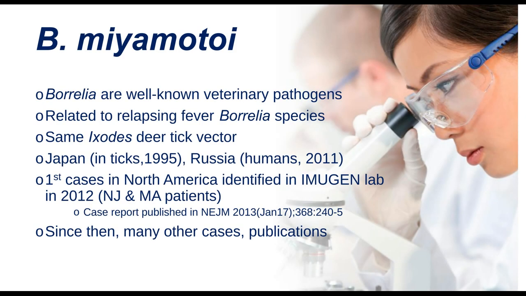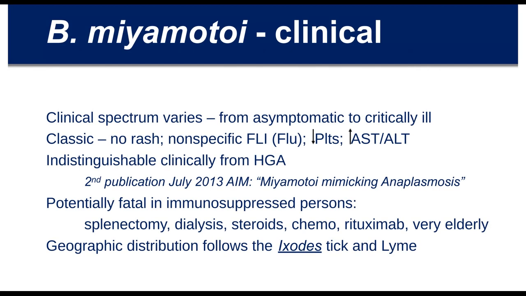Borrelia miyamotoi, we briefly mentioned. First human cases in 2011 in Russia. First North American case was in a patient diagnosed in 2012 and reported in the New England Journal of Medicine in 2013. There's a lot of burgeoning literature on this new pathogen. This looks like some of the other slides too. No rash, non-specific flu-like illness, a couple of clues, and you can see the publication I referenced here.